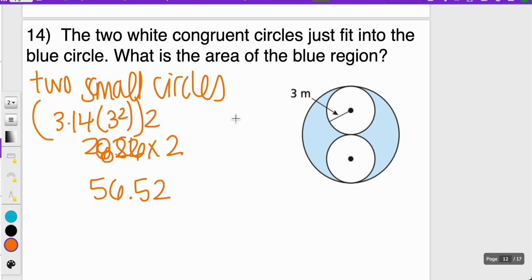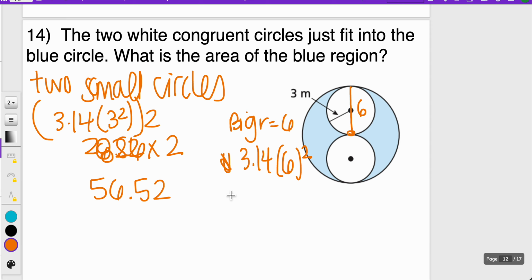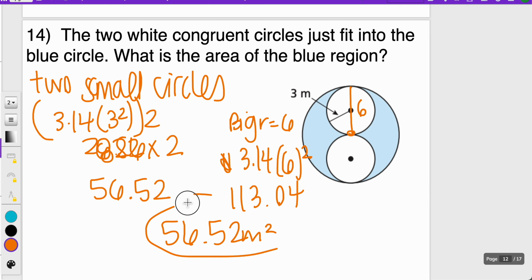And then my big circle would have a radius of 6. So that would just be, if I went all the way across, a radius of 6. So that's pi, so 3.14 times 6 squared. I'm going to get 113.04. And then I'm just going to subtract these two. The leftover amount is 56.52 square meters.